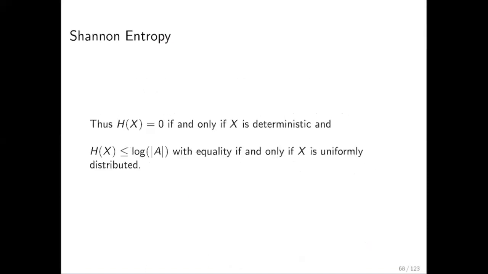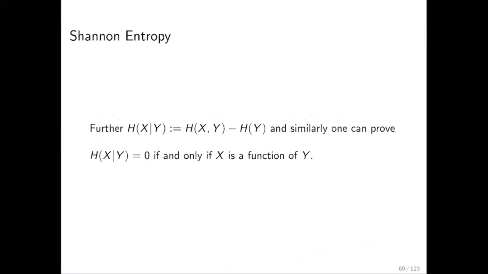Similarly, there's a conditional version of this, where we look at the entropy of X conditioned on Y, and that is defined by this difference, H(X,Y) minus H(Y). And similarly, one can prove that H(X given Y) is equal to 0 if and only if X is a function of Y. I can determine what X is given what Y is.